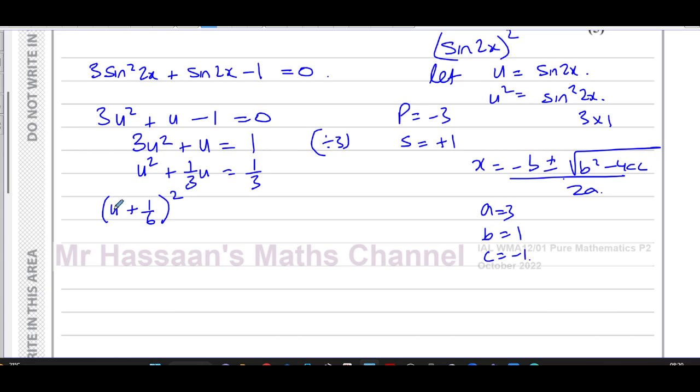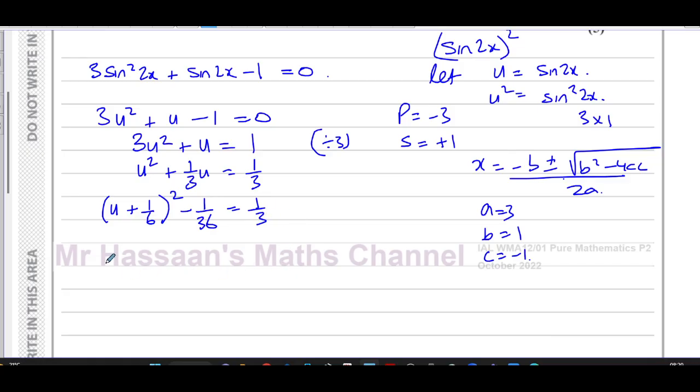If I expand this, I'll have u squared plus 2 times u times 1 over 6, which is 1 over 3u. And then I'll have plus 1 over 6 squared, which is 1 over 36. I don't want the 1 over 36. There's no 1 over 36 here, so I'm going to take that part away. And now I have completed the square for this expression. If I expand this, I'll get exactly that. And we know that this whole thing is equal to 1/3.